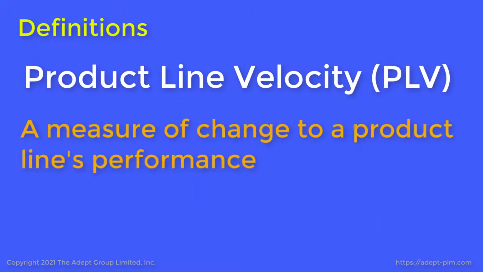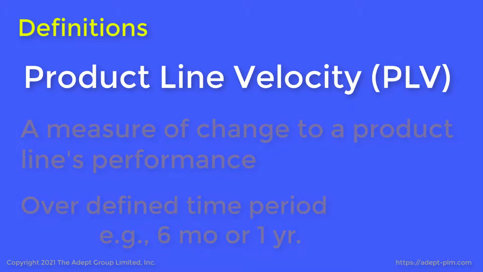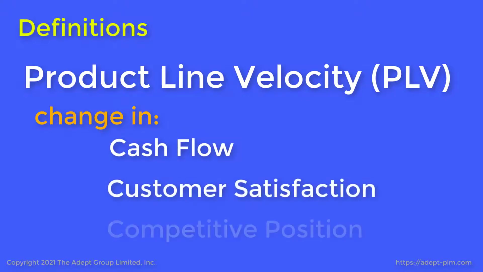Product line velocity is much different. It's a measure of the change in a product line's performance. It relates to a whole product line, not just one product or project. And the measure is the change over a defined period of time. The product line velocity is a combination of measures related to changes in cash flow, customer satisfaction, and the product line's competitive position. The measure is a normalized value of the relative improvement or decline in the product line's performance.